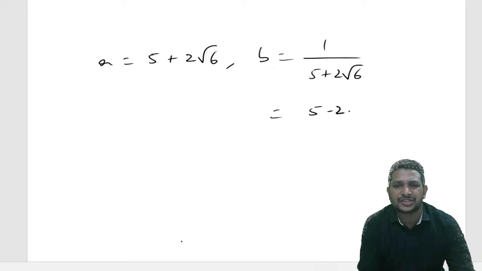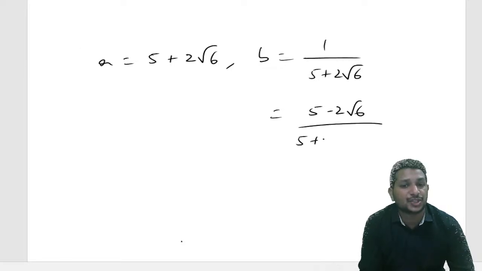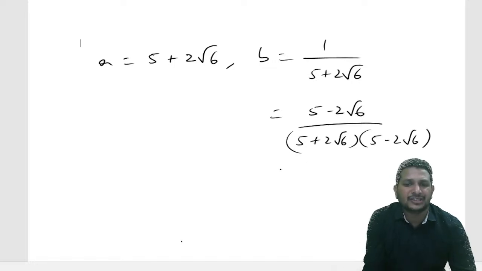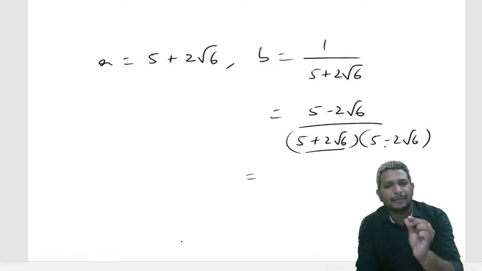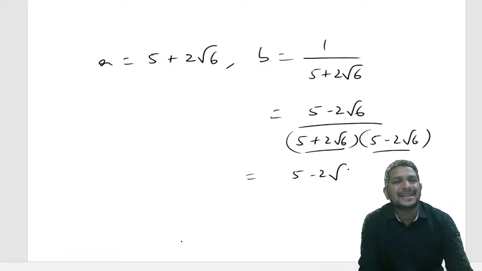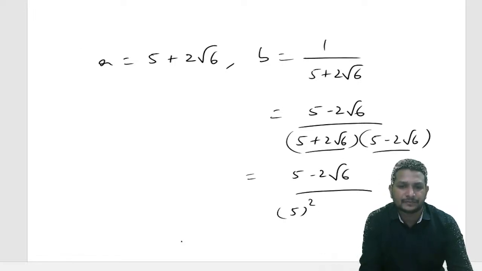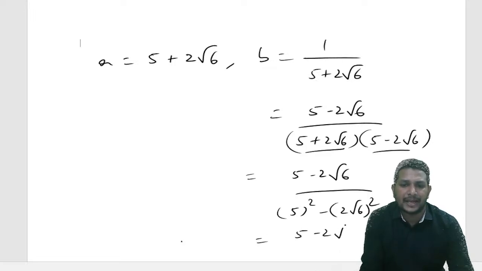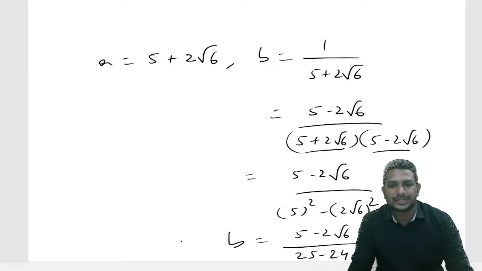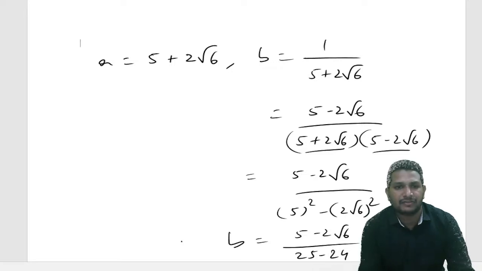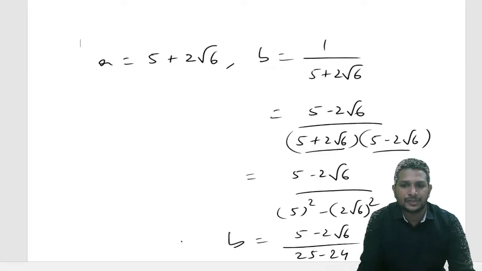I'll rationalize. Multiply with 5 minus 2 root 6 for both numerator and denominator. If you observe the denominator carefully, it is in the form of a plus b into a minus b, which is a square minus b square. So 5 minus 2 root 6 by 5 square, which is 25, minus 2 square 4, 4 into 6, 24. So we got the value of b as 5 minus 2 root 6.